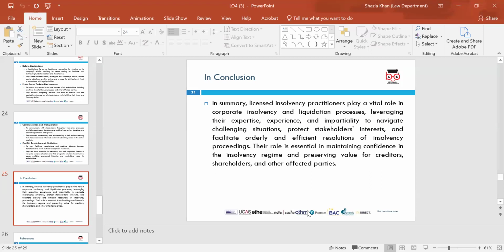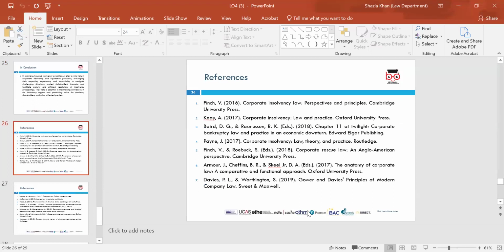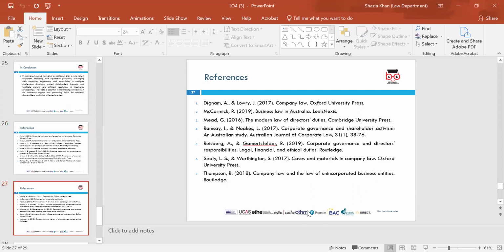Okay, so we've finished learning outcome 4 now. The references we've used for today are listed there, which you could look at in your own time. We've got Corporate Insolvency Law by Finch, Key Corporate Insolvency Law, Corporate Bankruptcy Law by Baird, and Payne, Corporate Insolvency Law. Then we've got another list there, which has some good resources and journals that you could use to help support you when completing the assignment.